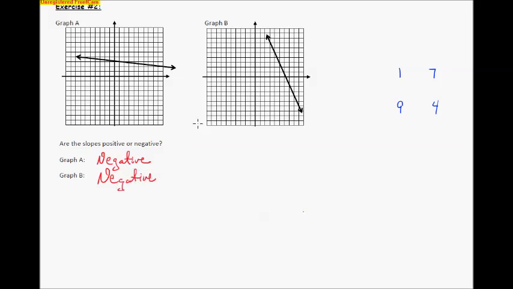When you come in tomorrow, what I want to ask you to be able to do is pick some points, determine the slope using those points, then compare those slopes, say which one is bigger, which one is more steep, and then tell me which is positive and which is negative. Okay, so hopefully that was pretty straightforward.